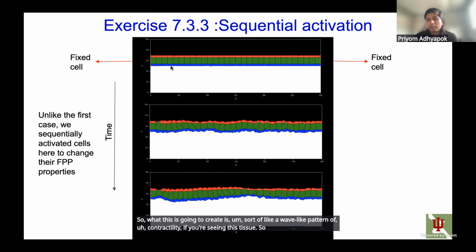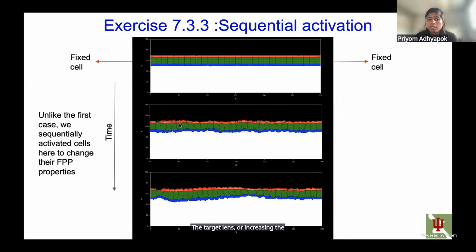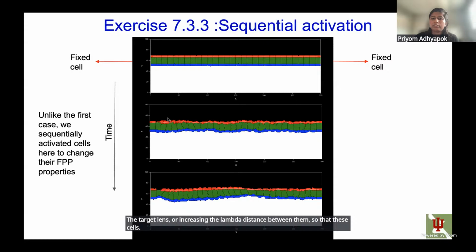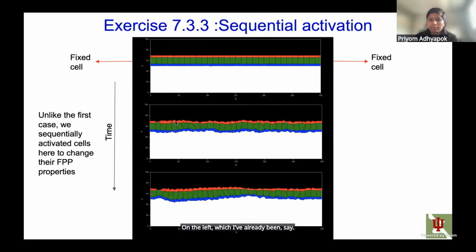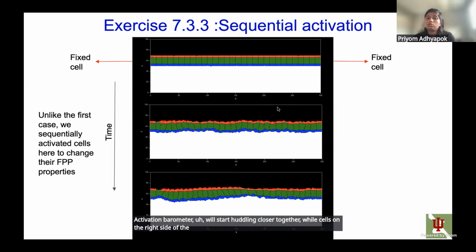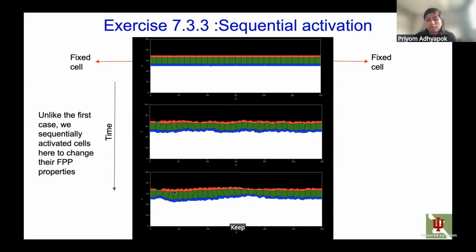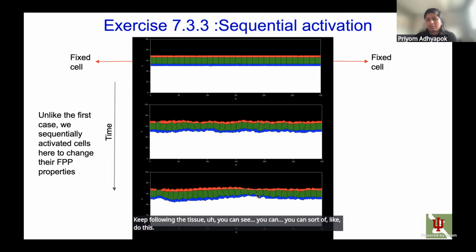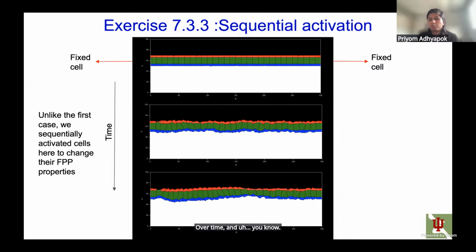So you start off with roughly similar properties, and now you're decreasing the target lengths or increasing the lambda distance between them, so that these cells on the left, which have already been passed by that activation parameter, will start huddling closer together, while cells on the right side of the tissue, which have so far not seen that activation parameter, will be more or less symmetrical. And now as you keep following the tissue, you can do this over time and indeed change these parameters more gradually.